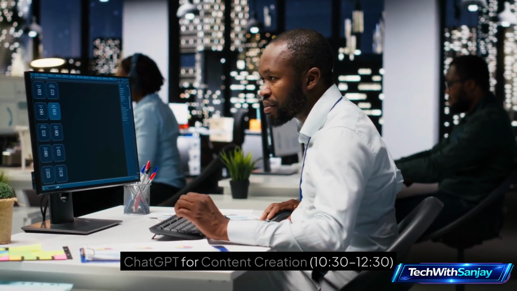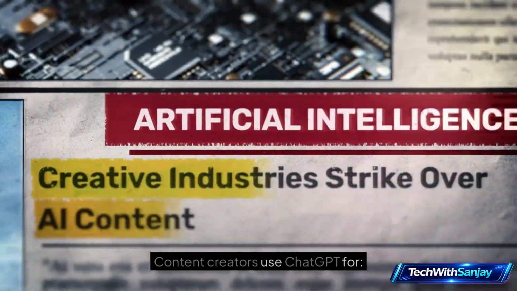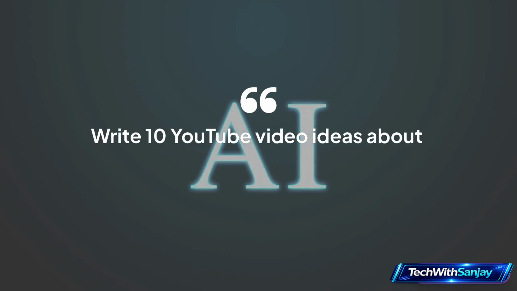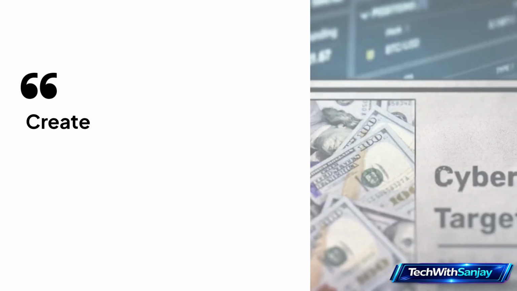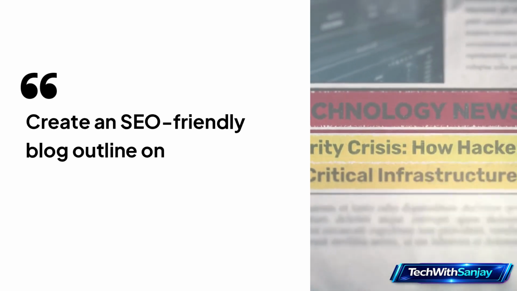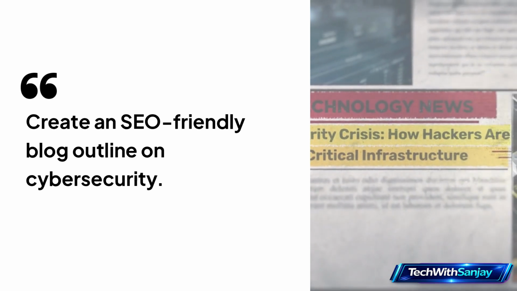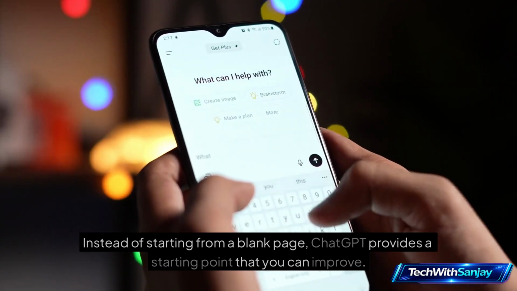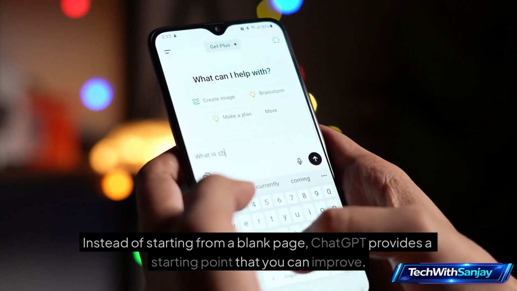ChatGPT for content creation. Content creators use ChatGPT for blog ideas, YouTube titles, descriptions, scripts, social media posts, and email drafts. Example, write 10 YouTube video ideas about artificial intelligence. Or, create an SEO-friendly blog outline on cybersecurity. Instead of starting from a blank page, ChatGPT provides a starting point that you can improve.